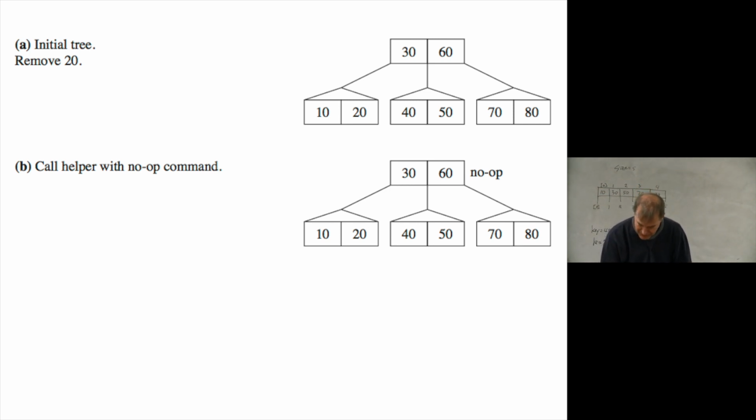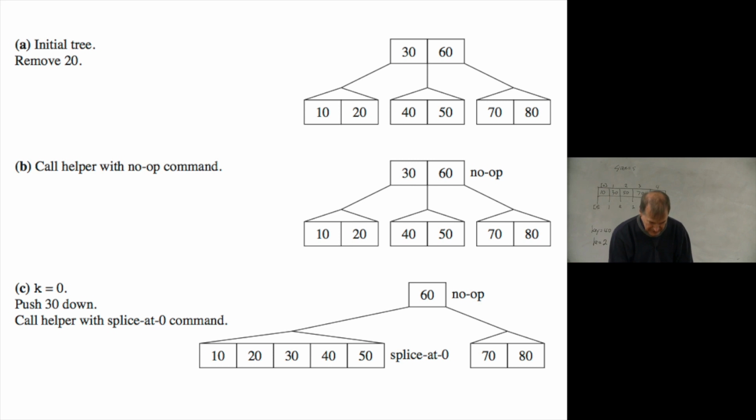Now, is this tree empty? No. Else if, does this tree have one element? No. Else, now determine k. So now what's k? Because our key is 20. So what's our k? 0. Good call. All right. So here it's 0, and so we go down.